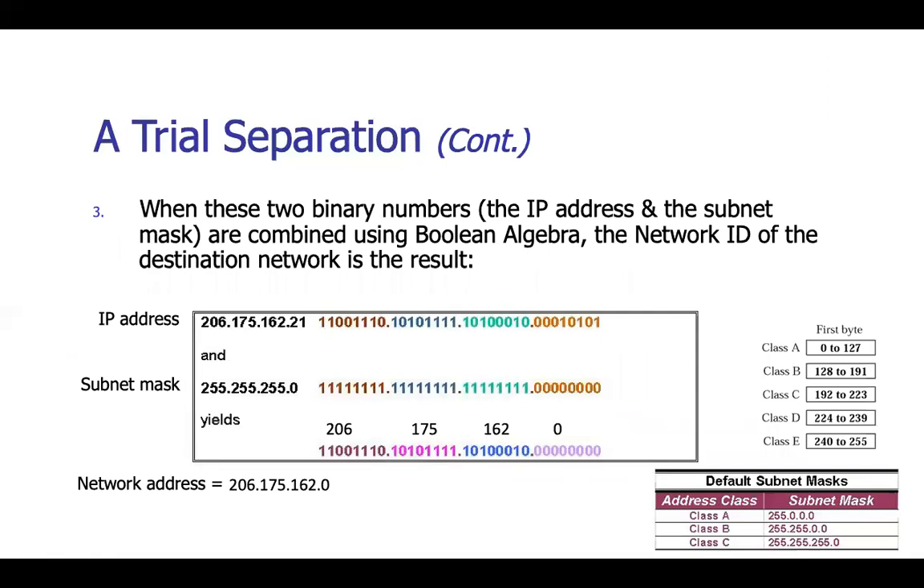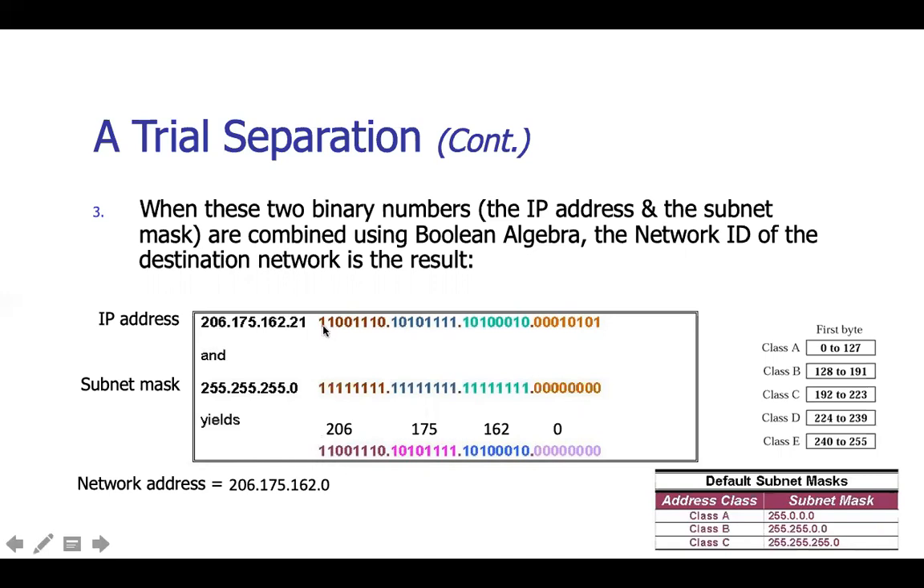When these two binary numbers, the IP address and the subnet mask, are combined using Boolean algebra, the network ID of the destination network is the result. What this means is, if you have the IP address, you convert it to binary notation, and you have a subnet mask address, and you convert it to binary notation. Then by using Boolean algebra, you will get the network ID address.